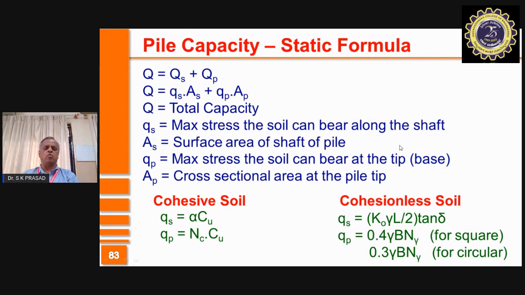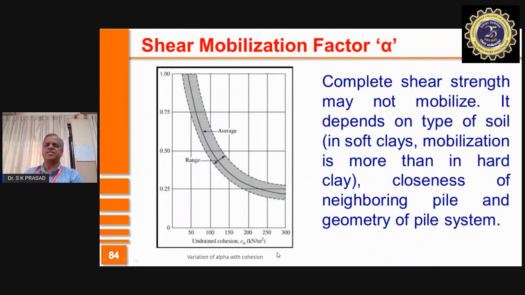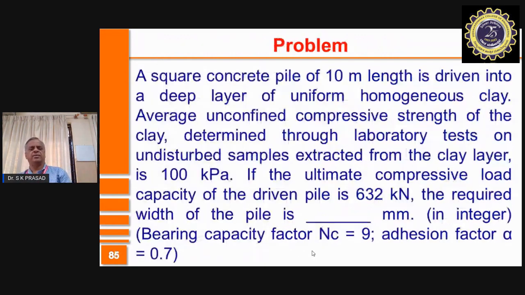And in a purely cohesive soil, Qs is equal to alpha into Cu. Alpha is the shear mobilized, and Qp at the base is equal to Nc into Cu. All other terms, Nq, N gamma, will vanish because phi is very low. As I said, shear mobilization is more in a soil which is less stiff, and less in a soil which is more stiff. It usually ranges from 0.3, 0.4 to around 0.8 or 0.9. So let us take this problem, complete this.